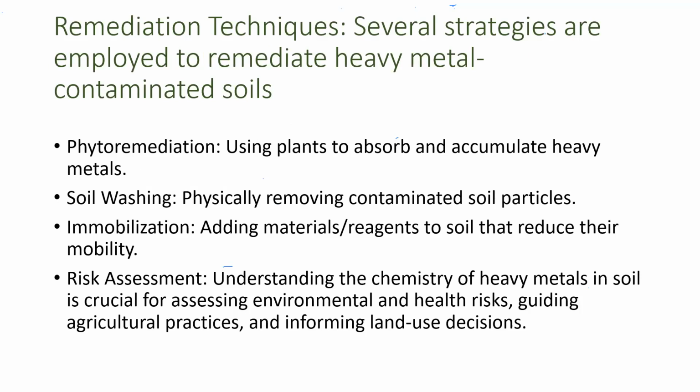There are a number of options available. Phytoremediation involves using plants to absorb and accumulate heavy metals. Soil washing involves physically removing the soil and cleaning it using chemicals. Immobilization involves adding materials or reagents to the soil that reduce their mobility. And then finally, risk assessment, which involves understanding the soil chemistry of the heavy metals in the soil, and you can assess the health risks based on the availability of the contaminants.